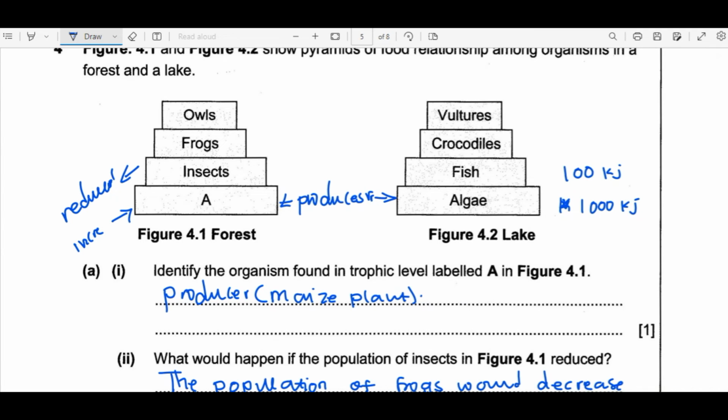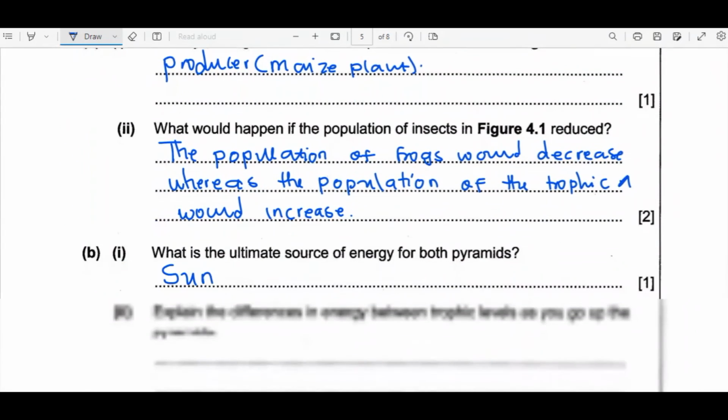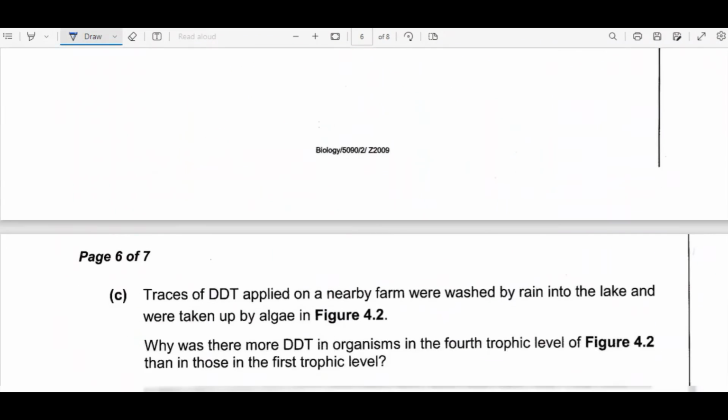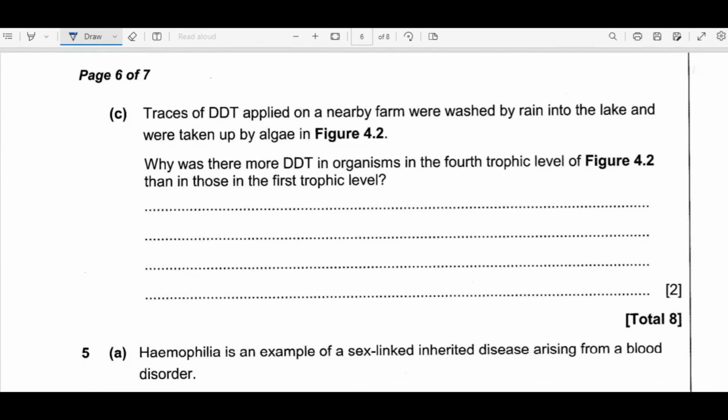Then the 10% of 100 is 10 kilojoules. The 10% of this is 1. Now what happens to the 90%? So the 90% is lost through processes such as respiration, reproduction, locomotion. So all those processes that we carry out lose energy. So that's the reason behind that.